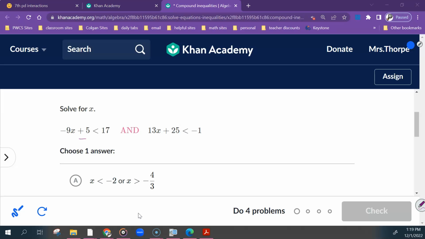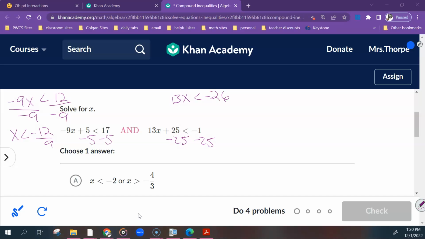If I'm starting with the one on the left, I would subtract 5 to both sides. Divide both sides by negative 9. A lot of these, you're going to get fractions. So just be aware of that, expect that. And then let's solve the other. So subtract 25. So we have 13x is less than negative 26.